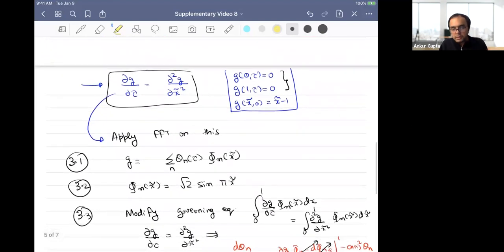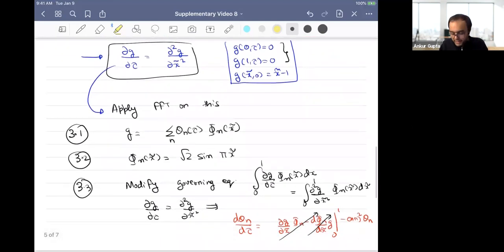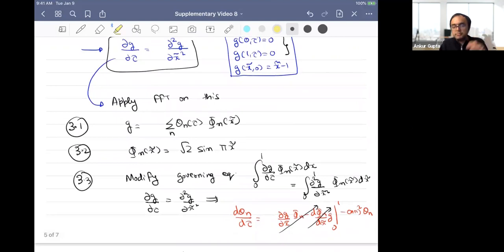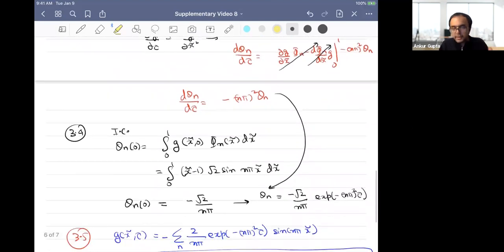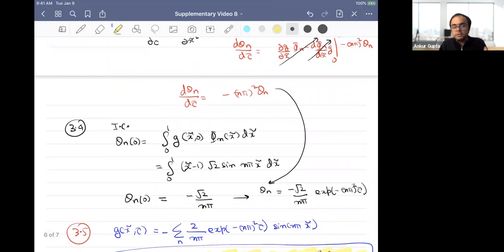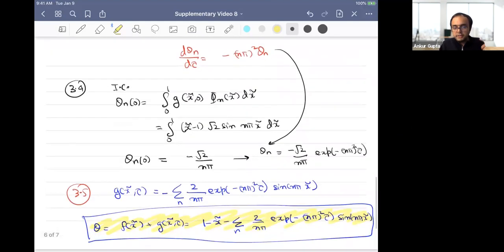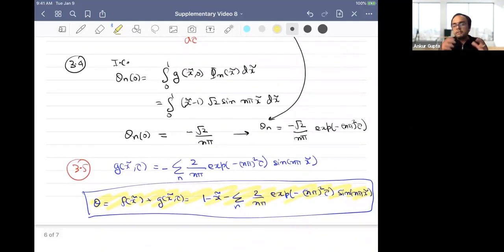We started with the new form, theta into phi n. We had phi n simply root 2 sine n pi x. Then we modified the equation, and we used g's initial condition to calculate theta n of 0. And then we got a final value of g, and then we finally got the final value of theta. So this is a very long method, but this allows you to circumvent the problem whenever you have a non-homogeneity in the boundary condition. So I do recommend you try this yourself and convince yourself that you can actually solve this.